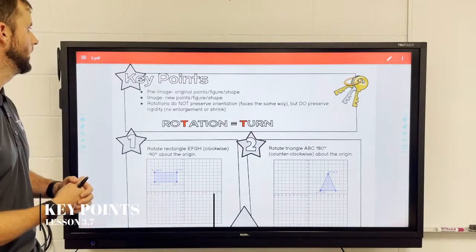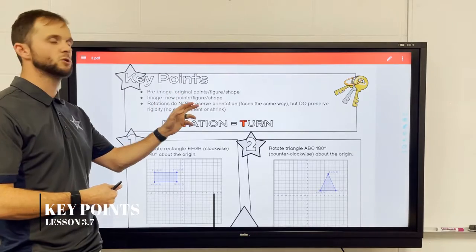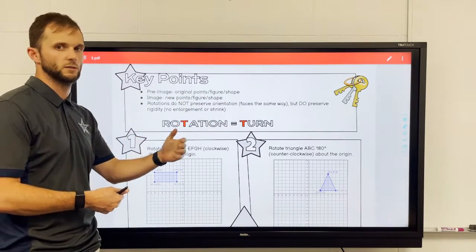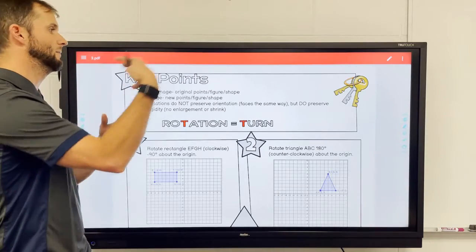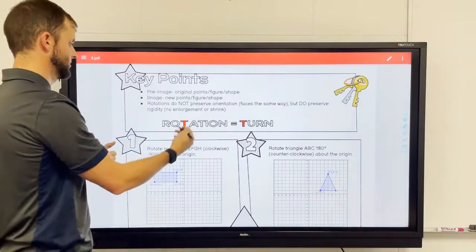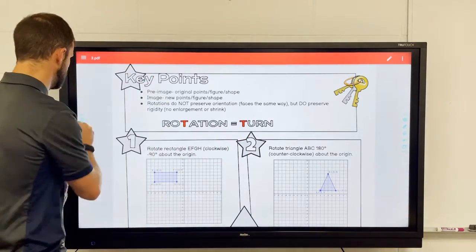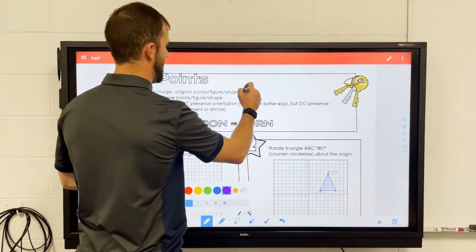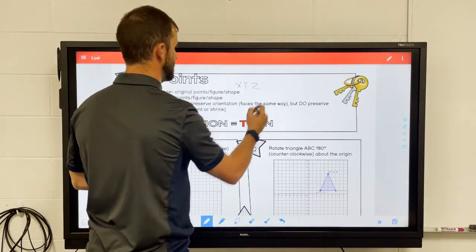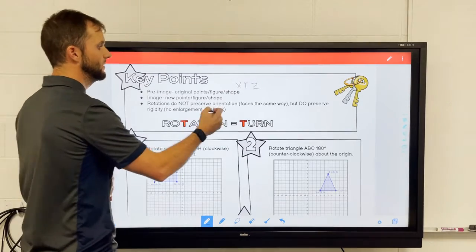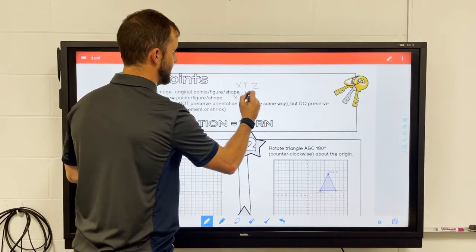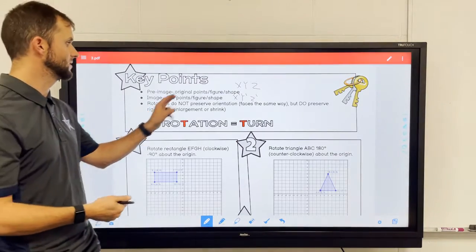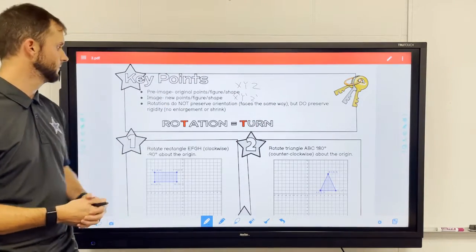It says here, remember, pre-image is the original points or the figure or shape, and then the image is the new point. So remember, pre is before and the image is always the after, okay? Also, the pre-image is always just the variable. So if I have X, Y, and Z, that's my pre-image. The image is always going to have a prime on it. So X prime, Y prime, Z prime. The prime is always the image, the one that it's going to, okay?